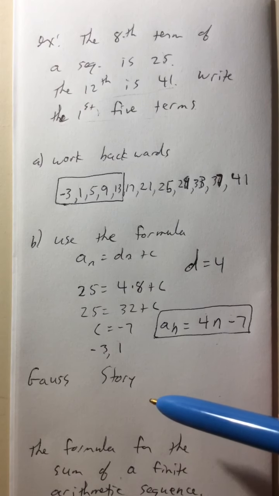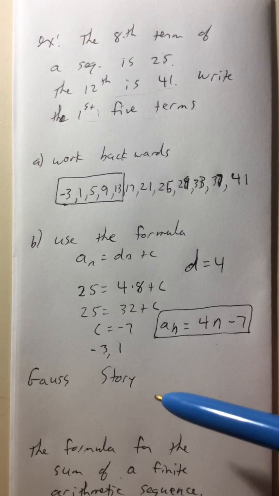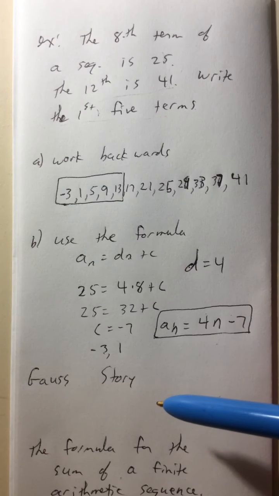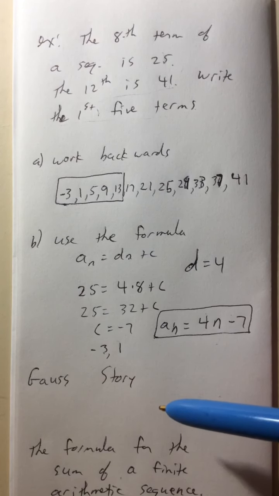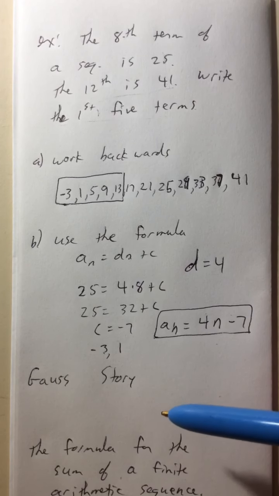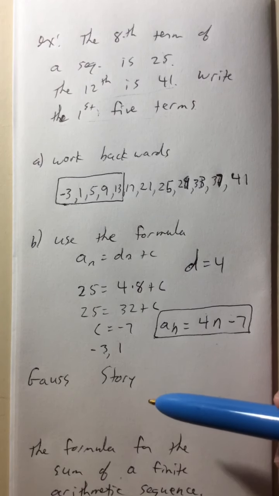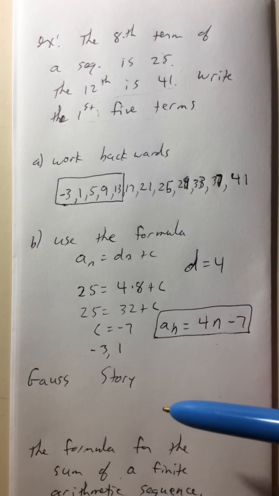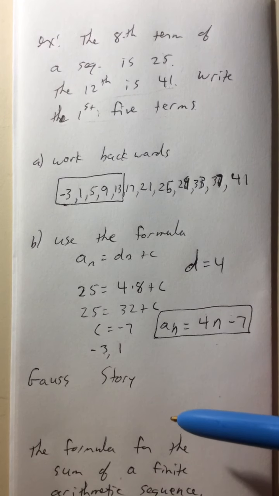So one time he was being annoying enough that the teacher decided to punish him, and the punishment was that he had to add up all the numbers from 1 to 100. A few moments later, he gave the correct answer. So the teacher was just stunned because he knew what the correct answer was, and so did she. It was 5,050.